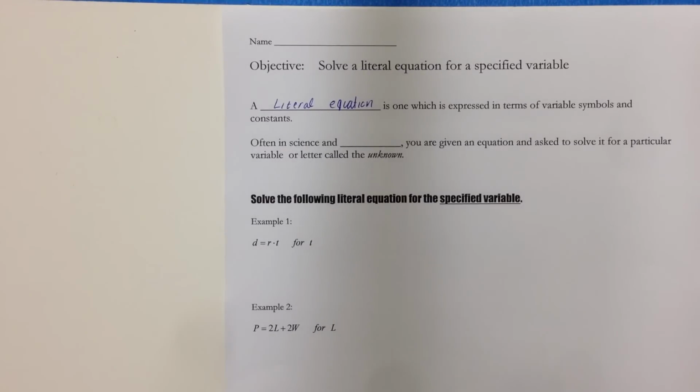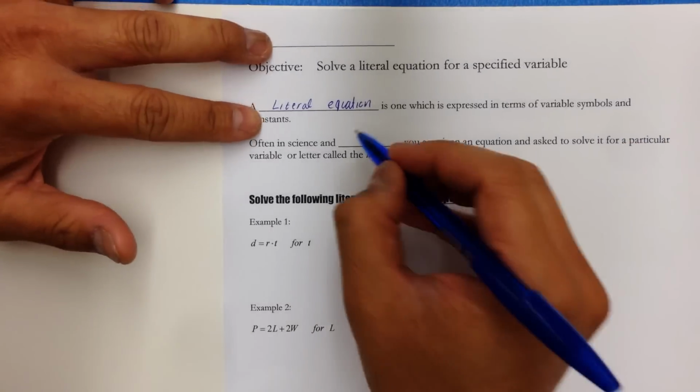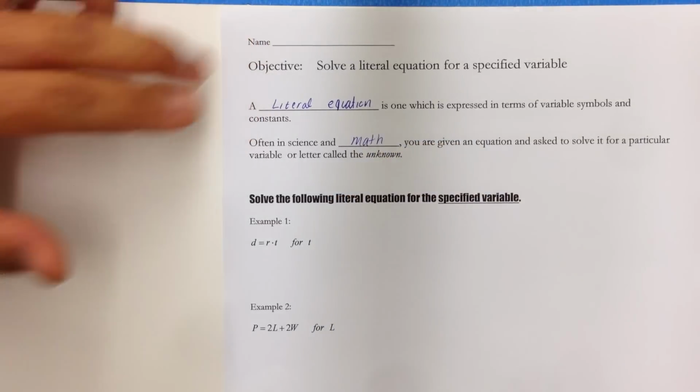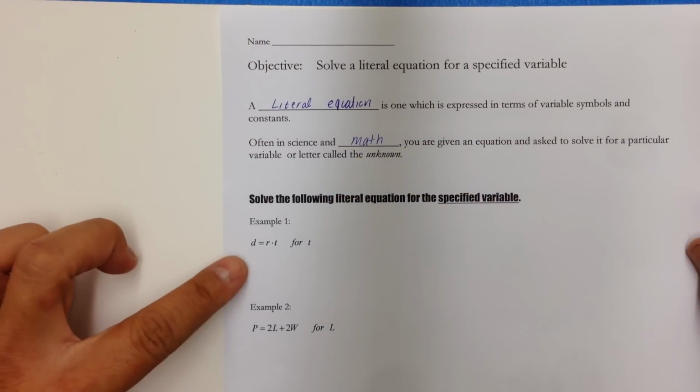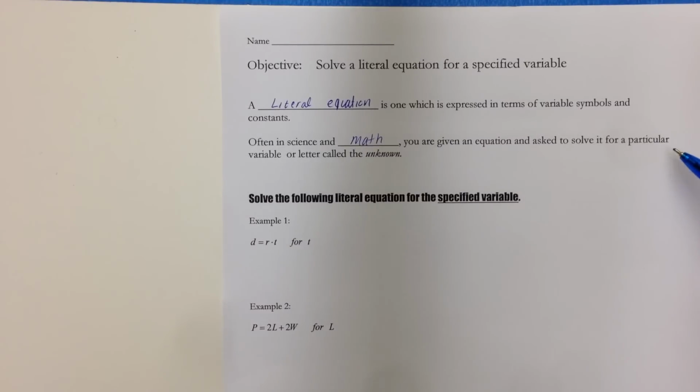Now that definition might be kind of dry, but when you look at a literal equation a bit later, you're going to see some examples, and you're going to see what I mean by expressing them in terms of variables and constants. Now, often in science and math, you are given an equation like these and asked to solve for a particular variable or a letter called the unknown. So let me go over a few examples on how you're going to do this, and you're going to see how easy it is to solve a literal equation for a specified variable.